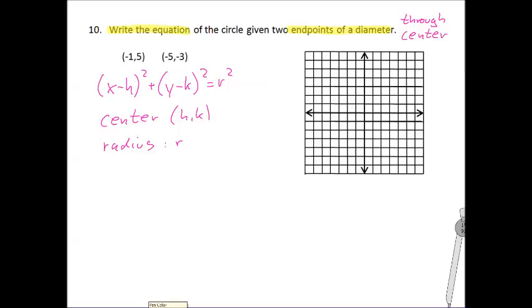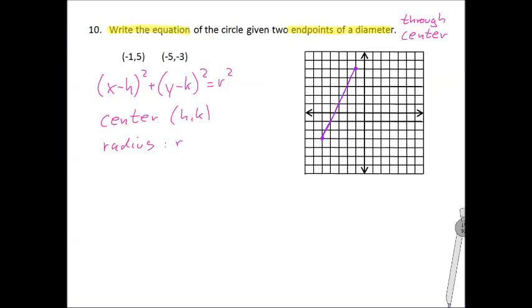We have 2 endpoints of a diameter given. One is at -1, 5. The other one is at -5, -3. Here are our 2 endpoints. And between these 2 endpoints, we have our diameter. And we know that the center of our circle lies on this diameter. So let's find the midpoint of our diameter.